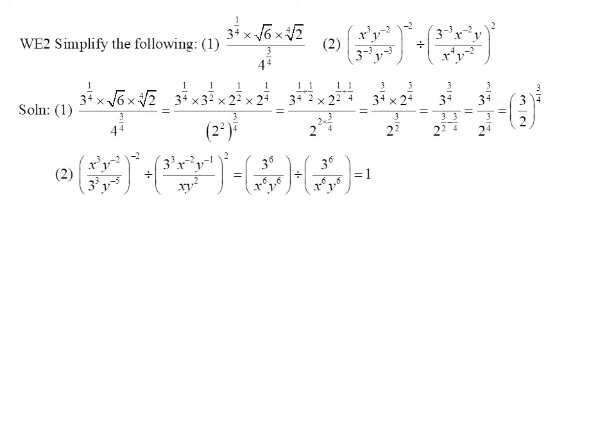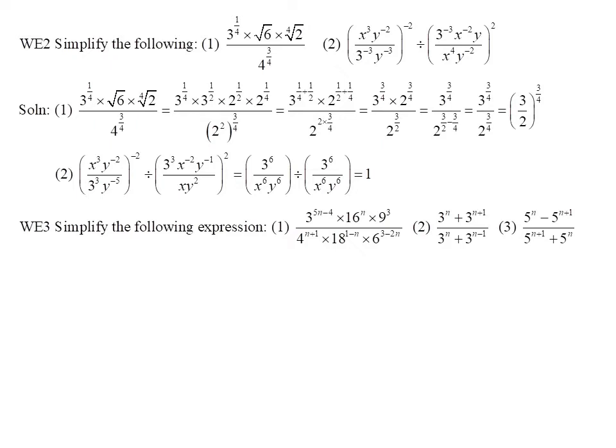As for question 2, we express each term in both parentheses with the same base and interchange the numerator and denominator by changing the signs of the indices. Then we multiply the indices to the power and then proceed the simplification with the appropriate index laws, and then obtain the result of 1.